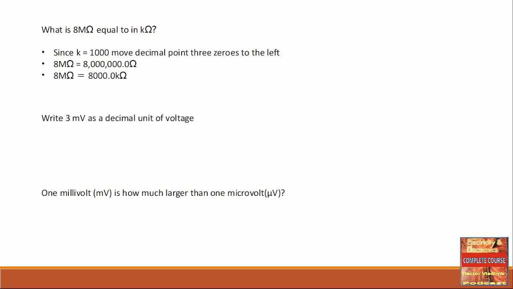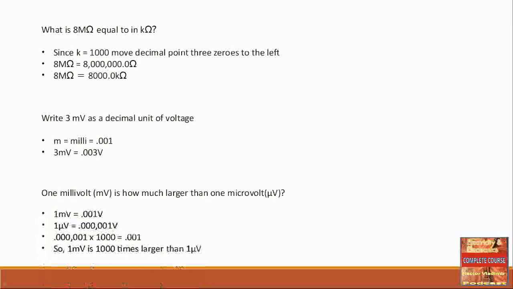Write 3 millivolts as a decimal unit of voltage. Since milli equals 0.001, 3 millivolts is 0.003 volts. 1 millivolt is how much larger than 1 microvolt? 1 millivolt equals 0.001 volts. 1 microvolt equals 0.000001 volt. That's 5 zeros, then a 1 volts.